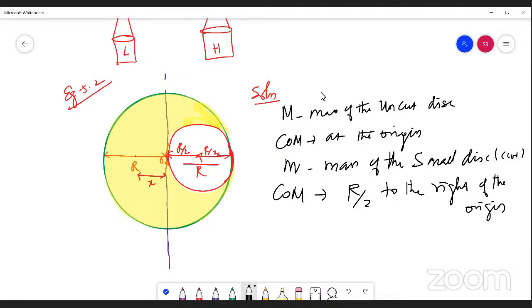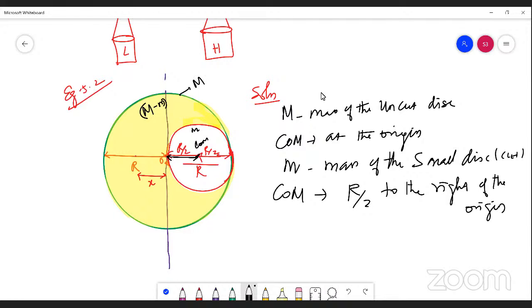You just look at the case here. It is to the right of the origin. The center of mass is at a distance R by 2 from the origin for this cut disk, the smaller portion of the disk. Its mass is small m. The total combined mass is capital M. The left out mass is capital M minus small m. This is how we have to take.